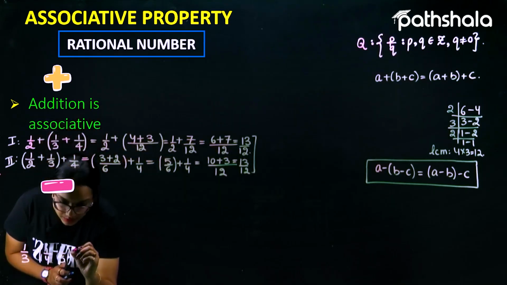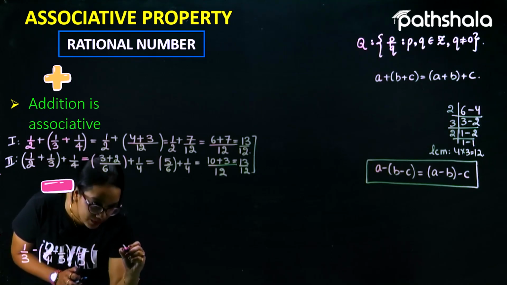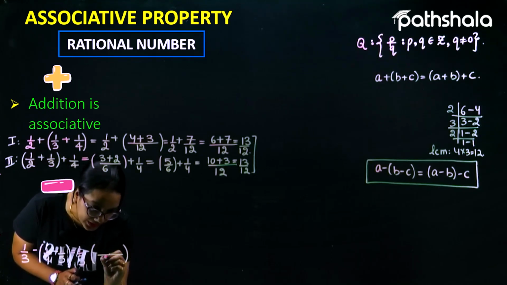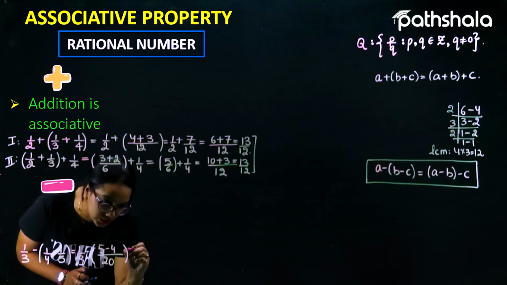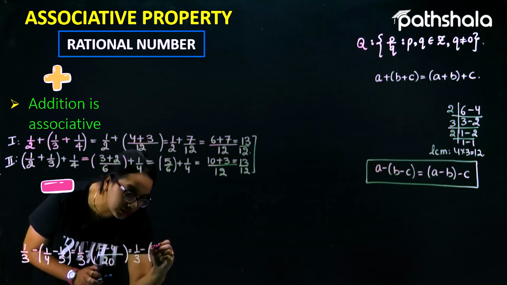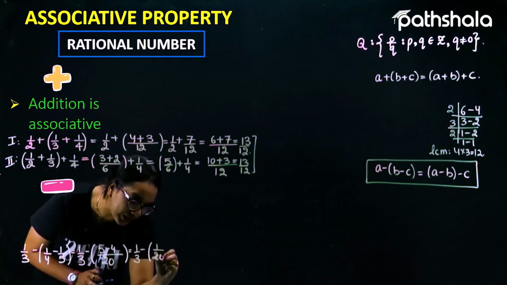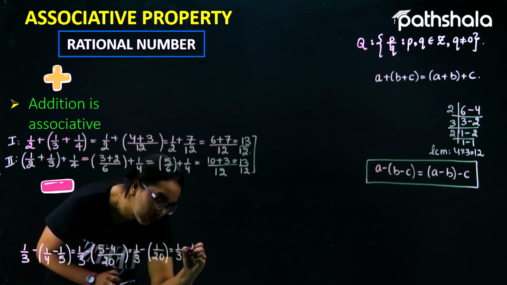So let us suppose I'll solve this particular case first. So this is nothing but 1 by 3 minus of, the LCM of 4 and 5 is nothing but 20. So it is 5 minus of 4. So this is nothing but 1 by 3 minus of, 5 minus 4 is nothing but 1, so 1 by 20. Okay. So further this is 1 by 3 minus of 1 by 20.